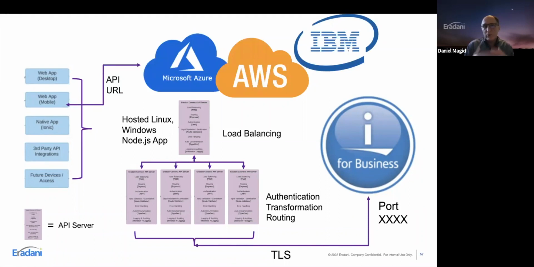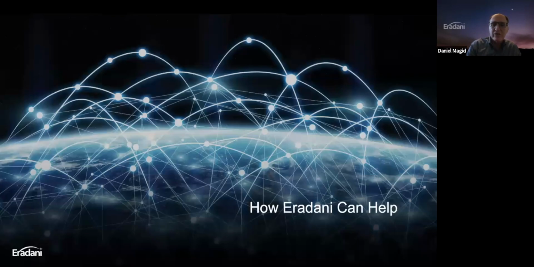Or do you want to put your API servers up in the cloud, hosted on AWS, IBM Cloud or Azure, so that you can scale up and scale down as you need to, and then have those talk to your IBM i? You can implement this in whichever way you'd like. There are lots of options in how you manage the development and deployment of your APIs.